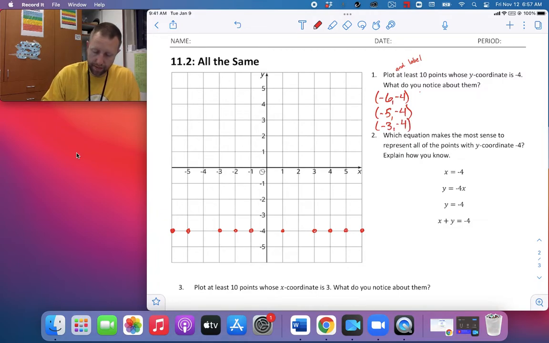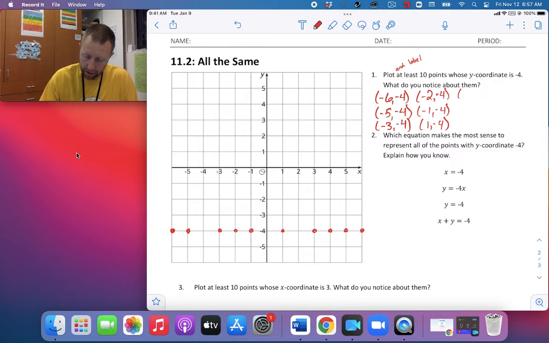Then I've got -2, -4, -1, -4, 1, -4. Again, I'm just writing down these ordered pairs. Then I've got 3, 4, 5, and 6. So 3, -4, 4, -4, 5, -4, and 6, -4. Okay, so I've got all my ordered pairs right now.